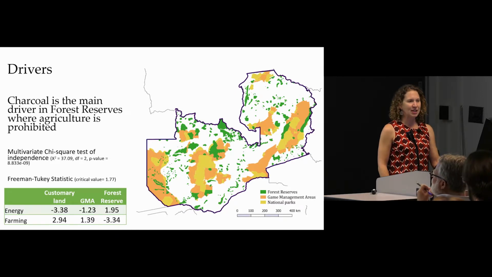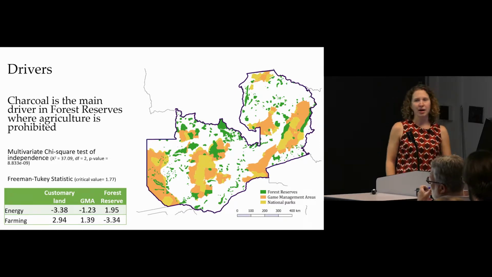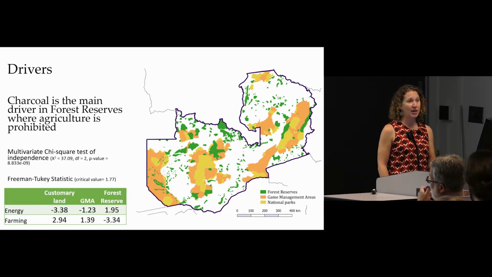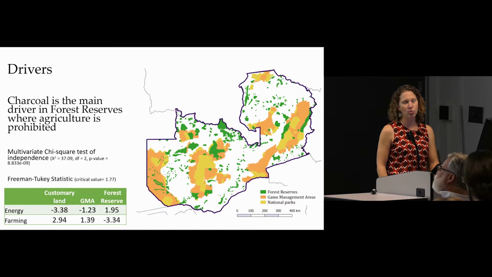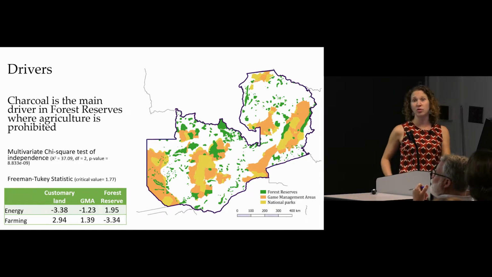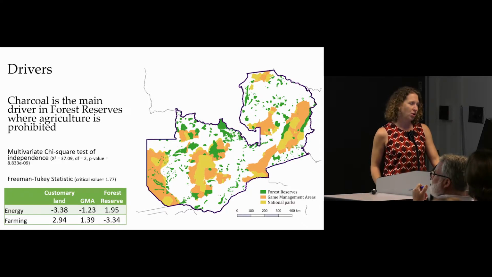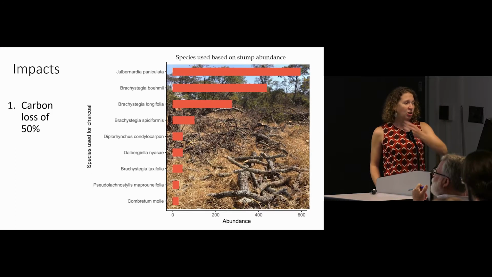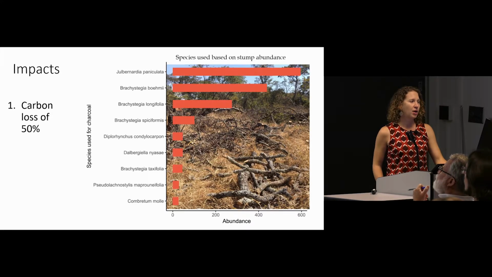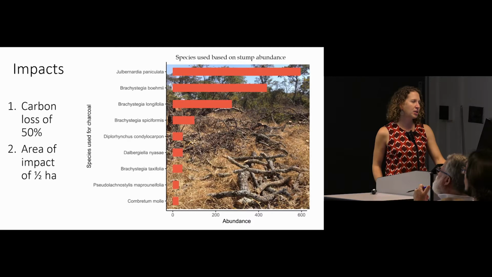And clearly we find a statistical relationship between the type of driver and the type of land tenure or protection status. So in forest reserve, where agriculture is prohibited, charcoal is the main driver. Nobody's going to farm. They come, they make charcoal and leave. So it's contributing in forestry reserve to additional emissions from degradation. We quantified the carbon loss at about 50%. These are the species that are the most used in that area.